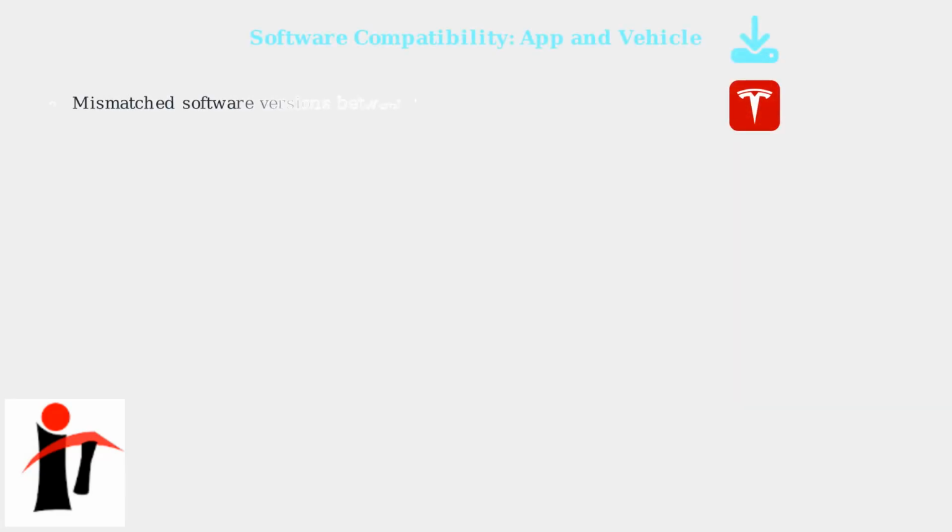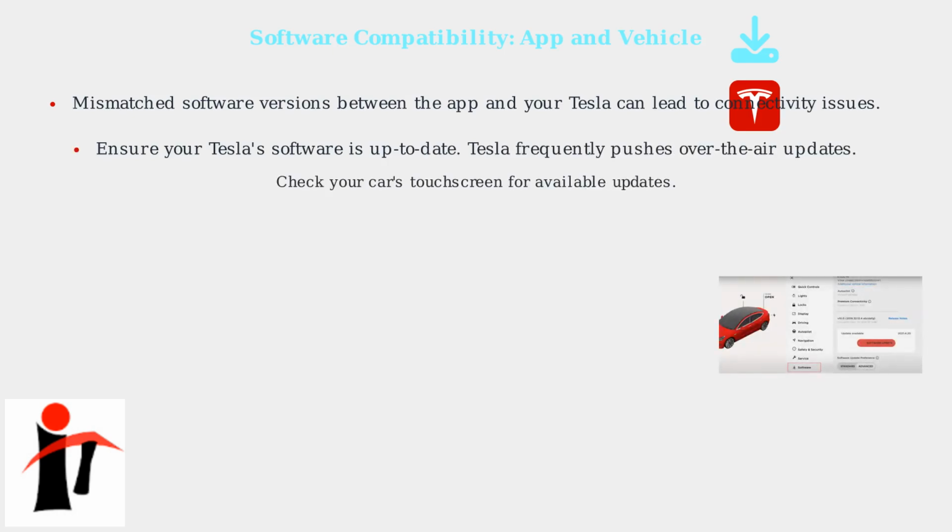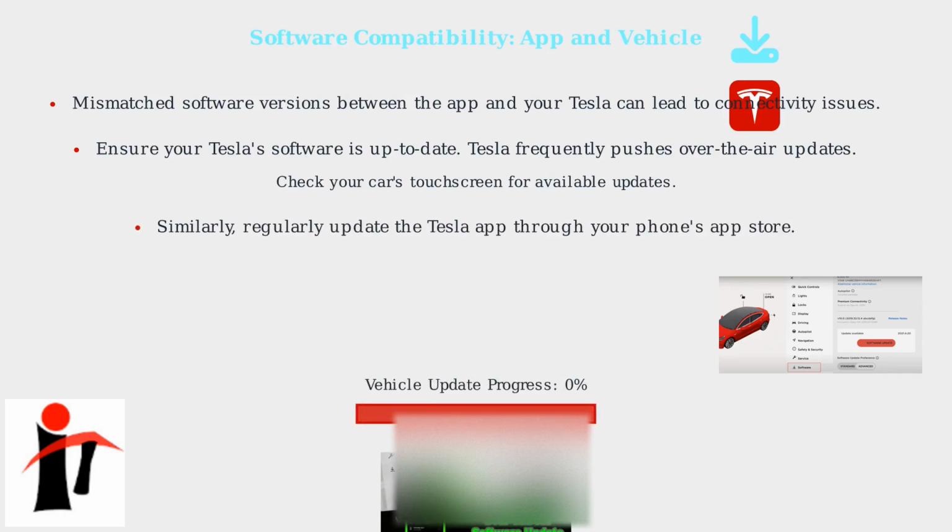Mismatched software versions between the app and your Tesla can lead to connectivity issues. Ensure your Tesla's software is up to date. Tesla frequently pushes over-the-air updates. Check your car's touchscreen for available updates. Similarly, regularly update the Tesla app through your phone's app store.